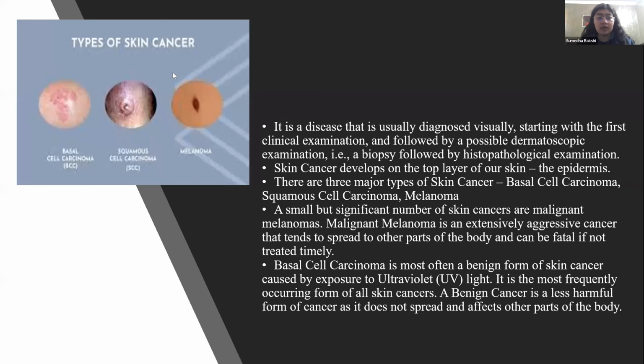There are three main types of skin cancer. The first is basal cell carcinoma, the second is squamous cell carcinoma, and the third is melanoma. For this paper, we are focusing on melanoma, and skin cancer usually develops on the outer part of the skin, which is the epidermis. Basal cell carcinoma is mostly a benign type of cancer and is usually caused by exposure to UV light. But melanoma, the malignant one, is one of the most dangerous types of skin cancer. It's very aggressive in nature and usually spreads to other parts of the body at a very fast rate.